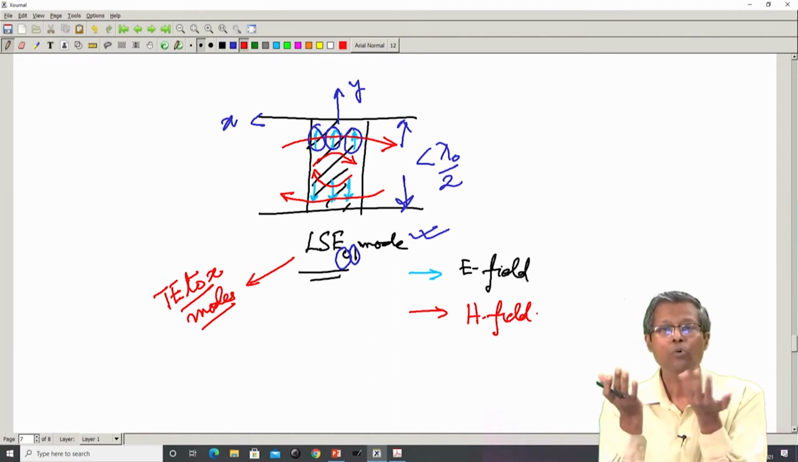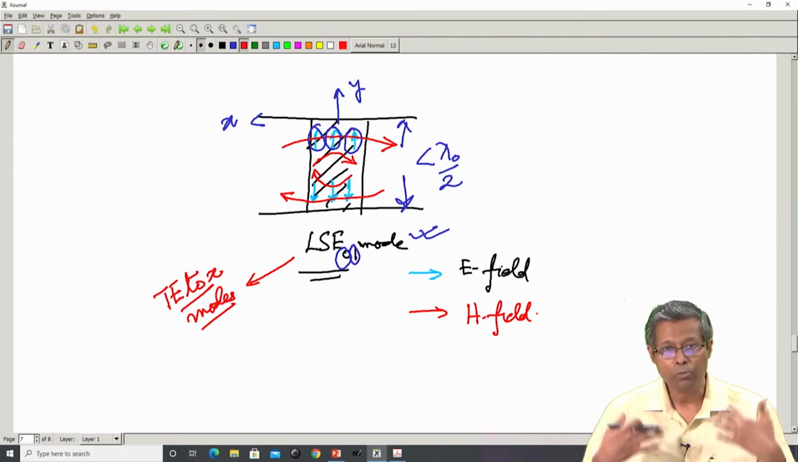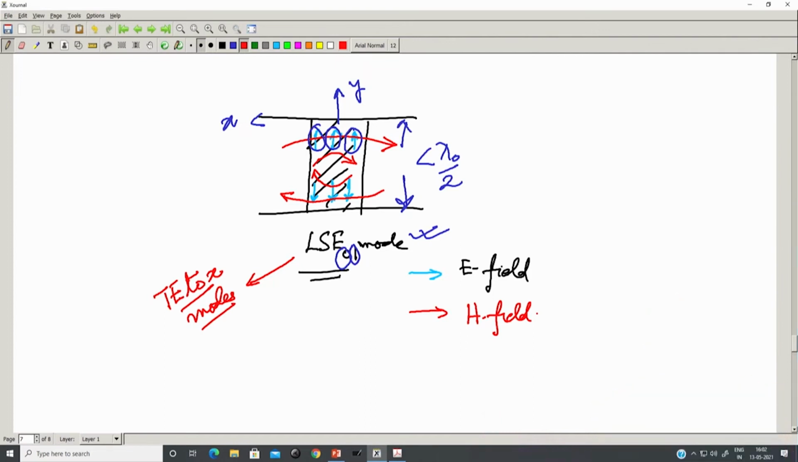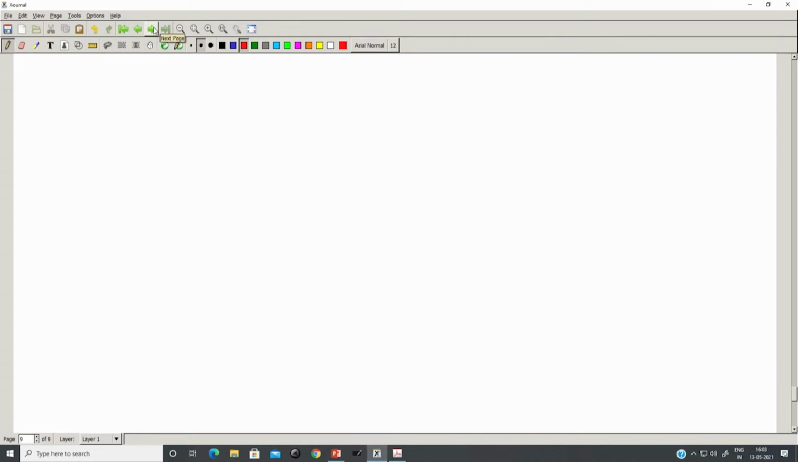So, let us see how we can use the knowledge earned in our previous lectures in order to understand the mathematical foundations of the NRD modes, how the NRD modes can be expressed mathematically. So, let us go to the LSM even modes.